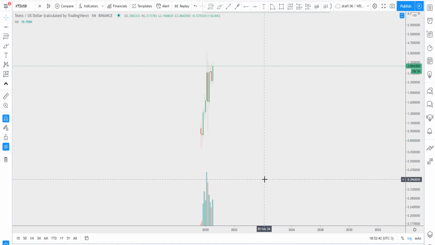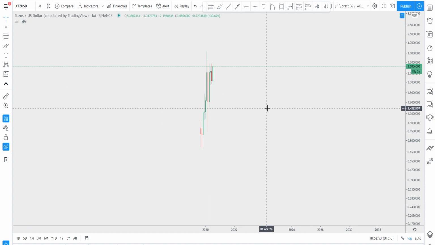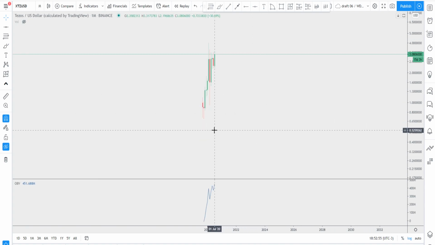We have ranging volume here, already covering the previous bearish volume, which is all the way bullish. And let's take a look also for the OBV. Okay, so here we have a bullish divergence, not a big one, but probably it's because we have only a few data here for Tezos on Binance.